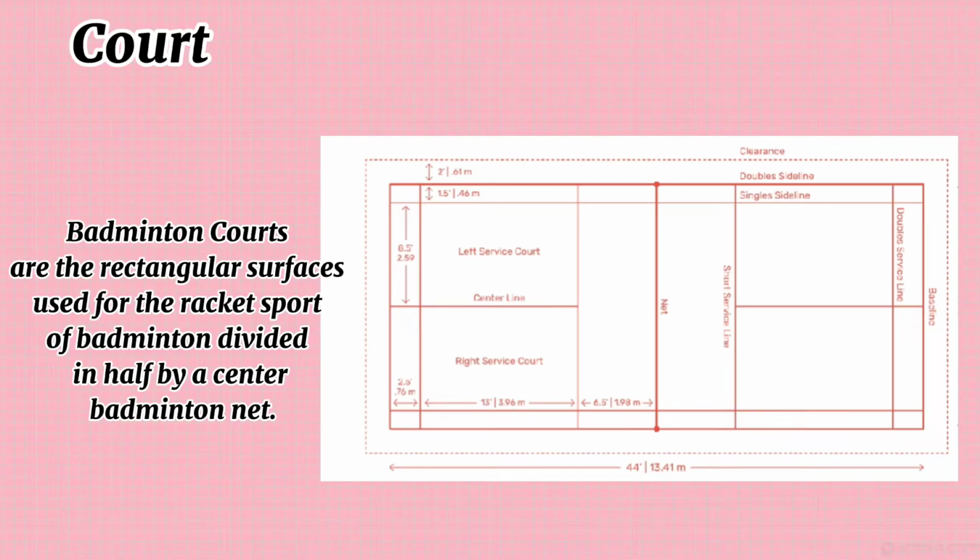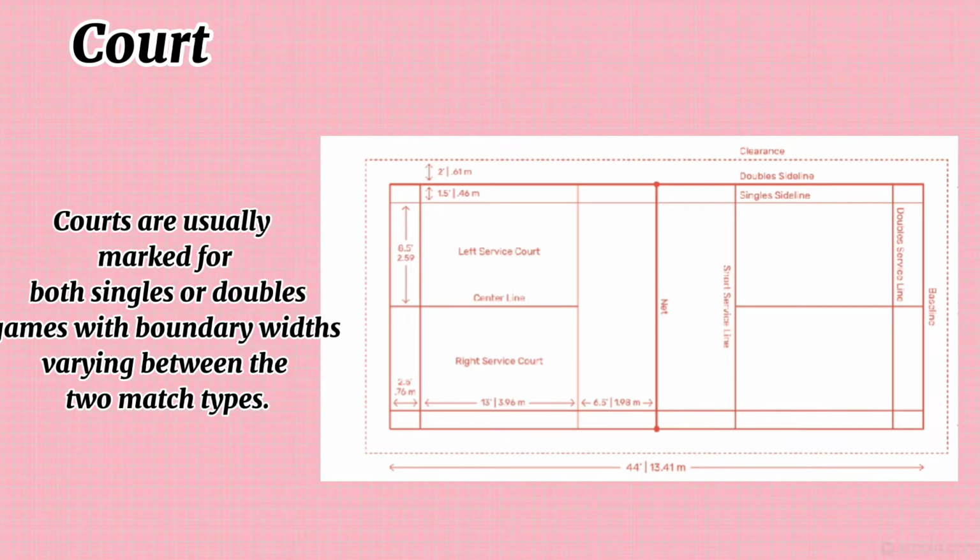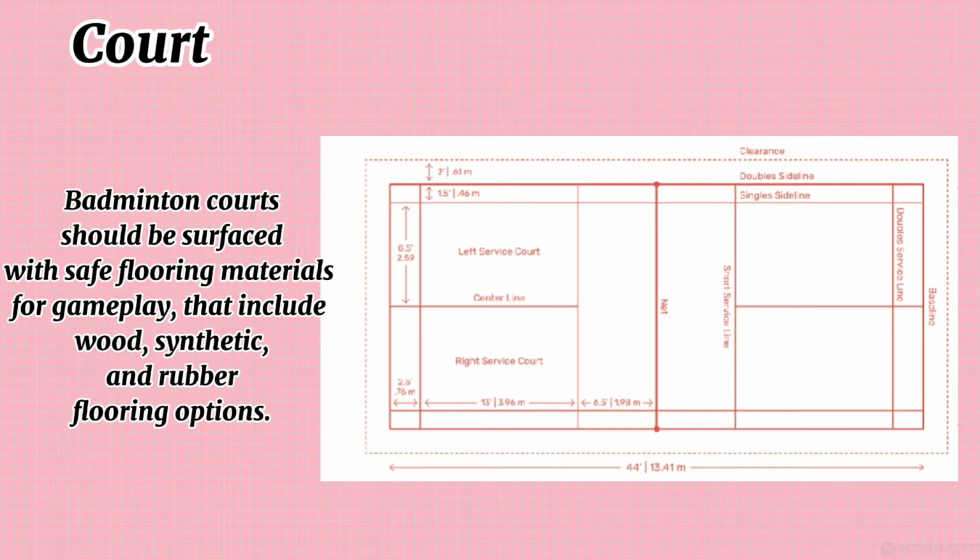First is the court. Badminton courts are the rectangular surfaces used for the racket sport of badminton, divided in half by a center badminton net. Courts are usually marked for both singles or doubles games with boundary widths varying between the 2 match types. Badminton courts should be surfaced with safe flooring materials for gameplay that include wood, synthetic, and rubber flooring options.